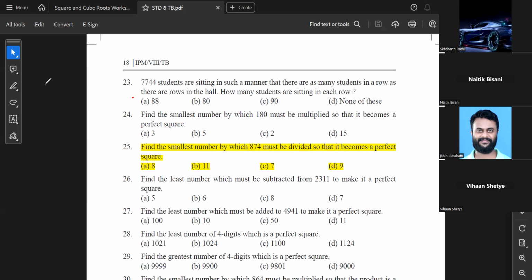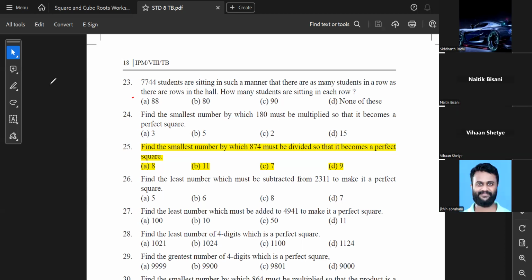Okay, sir, so I have the answer. You have skipped this problem. Sir, I also have a doubt in the 25th question. I also didn't get the answer. Same with me, sir.